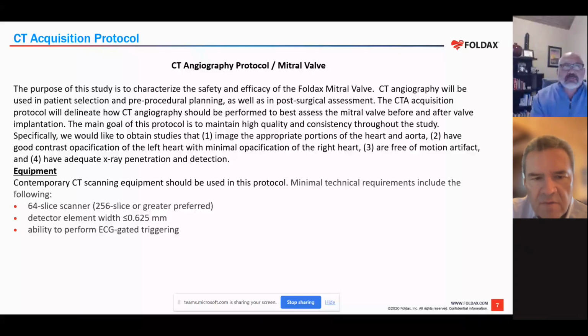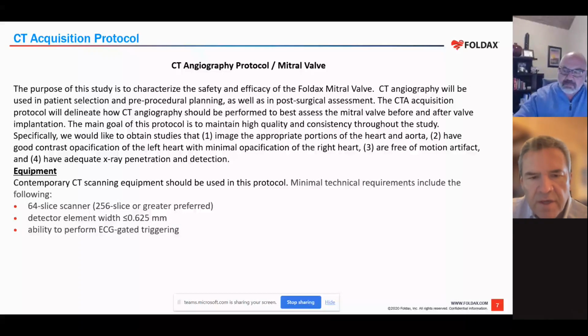A second important goal is to have good contrast opacification of the left heart with minimal opacification of the right. We want to make sure that the images are free of motion artifact and have adequate X-ray penetration and detection. And most of the time, this is going to involve doing the CT scan on a fairly recent generation scanner, but probably within the last 10 or 15 years.